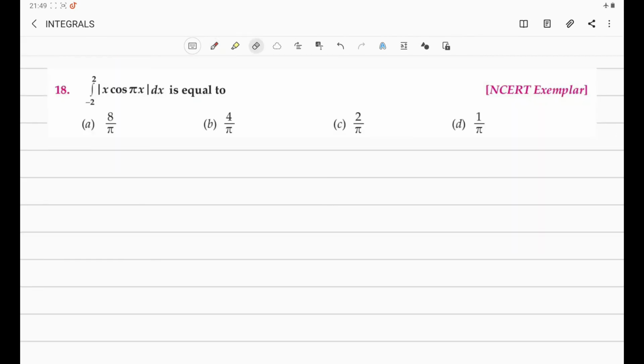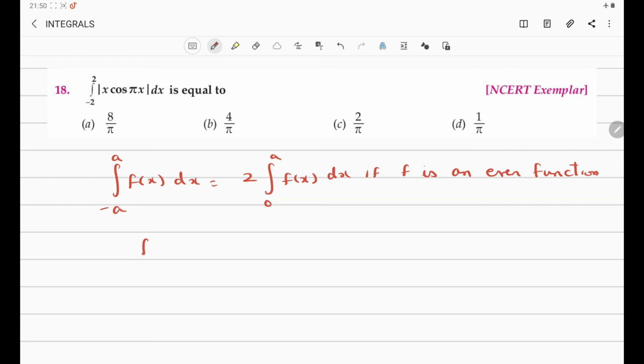Question number 18. The integral from minus 2 to 2 of modulus of x cos pi x dx is equal to. So when we have the integral of the form minus a to a f of x dx, we can use the property of the definite integral. The integral minus a to a f of x dx is equal to 2 times the integral 0 to a f of x dx if f is an even function.